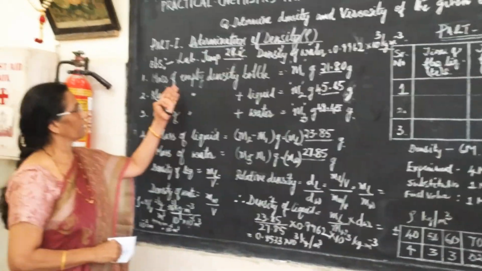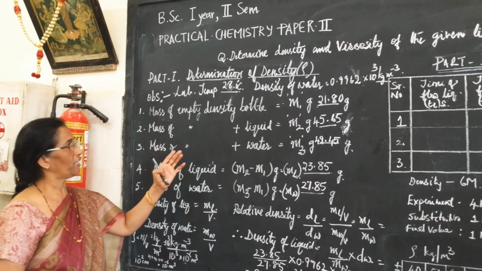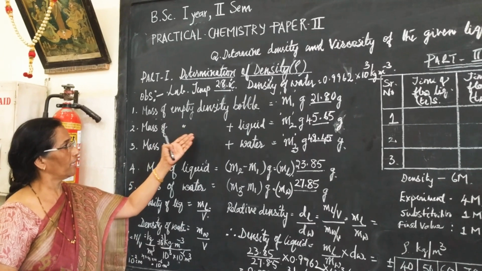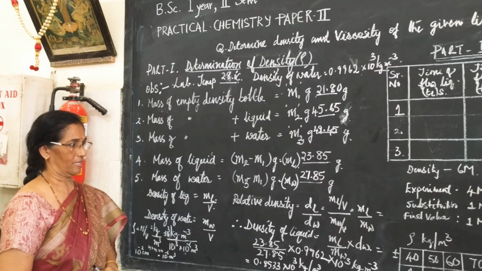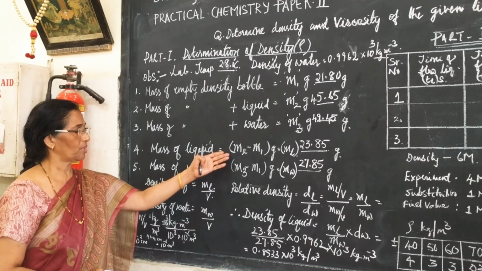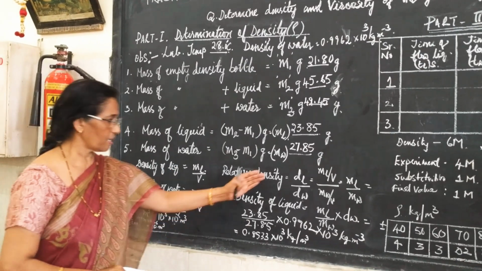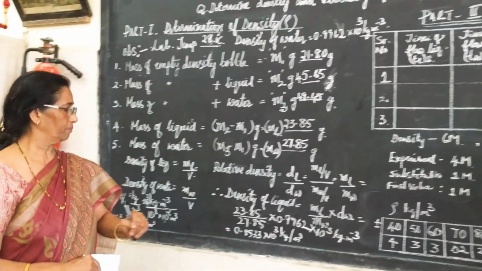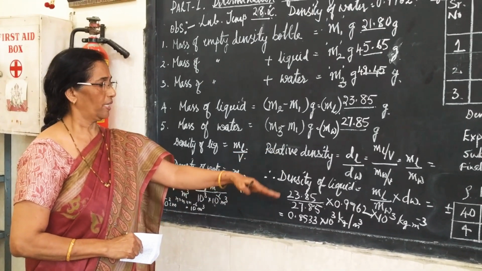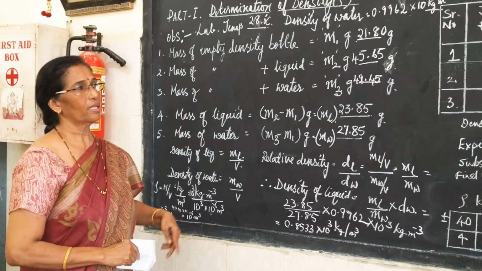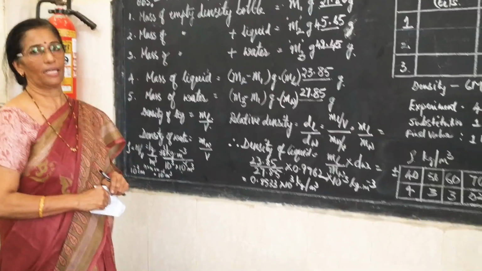I first take the mass of the empty bottle because it's very dry. Then I fill liquid, determine its mass, fill water and determine the mass. I just do simple arithmetic of this. Relative density is density of liquid divided by density of water. And ultimately, how do we get density of liquid? Because we transpose the density of water onto the other side. So always you have been provided this value, that is density of water.